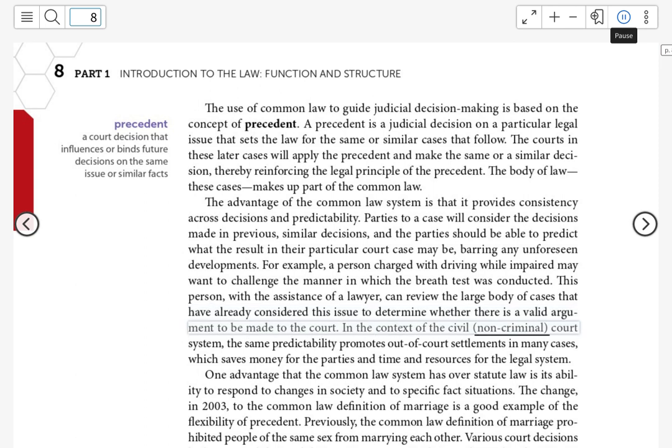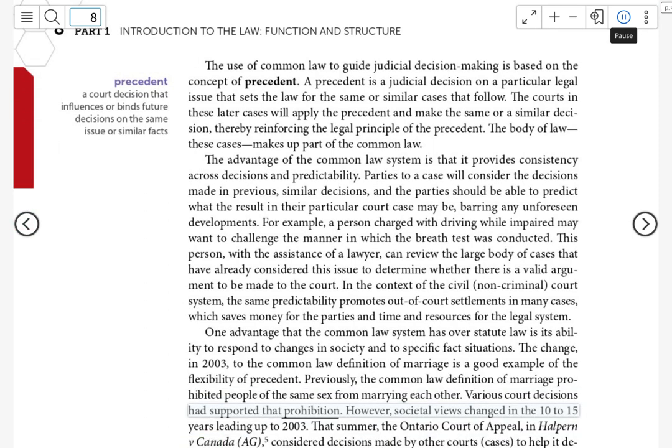In the context of the civil, non-criminal court system, the same predictability promotes out-of-court settlements in many cases, which saves money for the parties and time and resources for the legal system. One advantage that the common law system has over statute law is its ability to respond to changes in society and to specific fact situations. The change, in 2003, to the common law definition of marriage is a good example of the flexibility of precedent. Previously, the common law definition of marriage prohibited people of the same sex from marrying each other. Various court decisions had supported that prohibition.